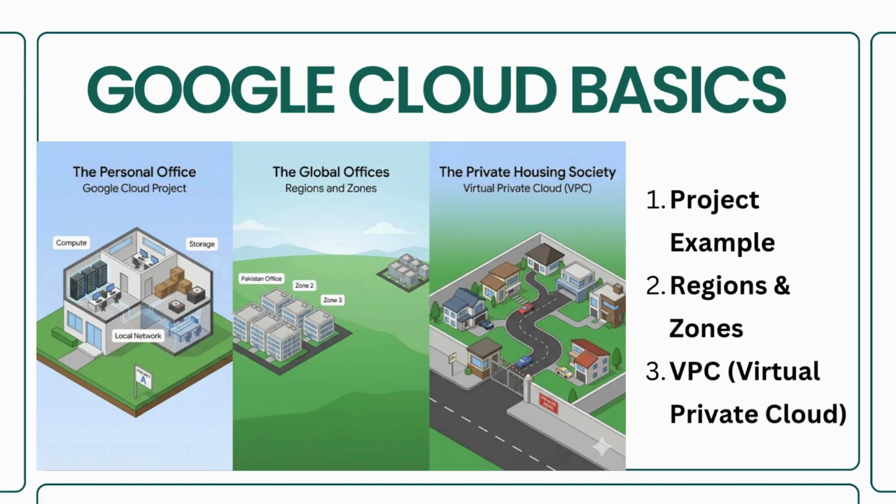2. Regions and zones. Imagine Google Cloud has offices in different countries. Pakistan office equals region. Different rooms inside office equals zones. If one room has an issue, others still work. 3. VPC, Virtual Private Cloud. VPC is your private internet inside Google Cloud. Example. Think of VPC like your own private housing society. Only your family lives there. You decide who enters, you control roads and gates. That is exactly how VPC works in cloud.